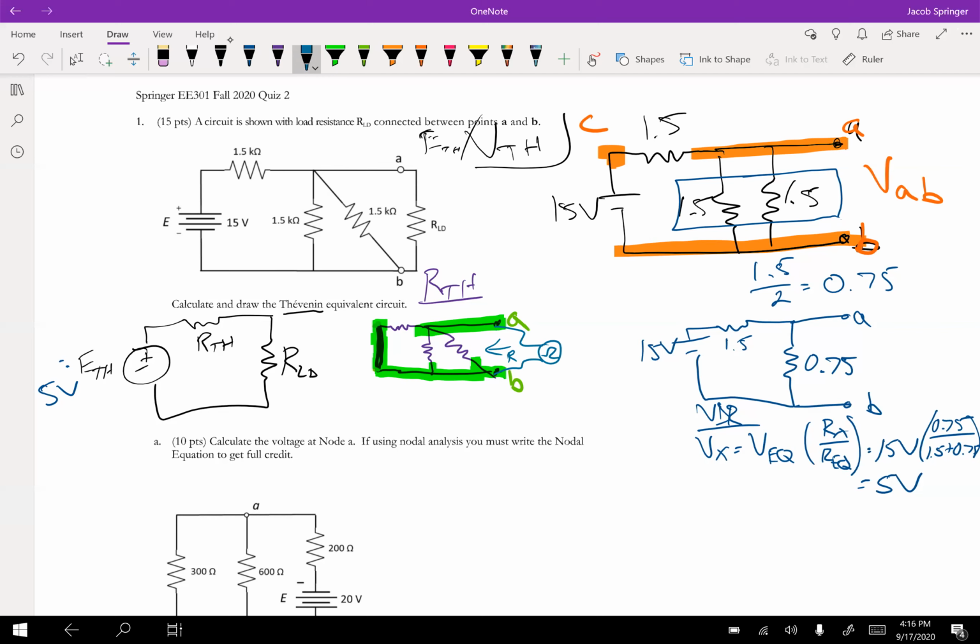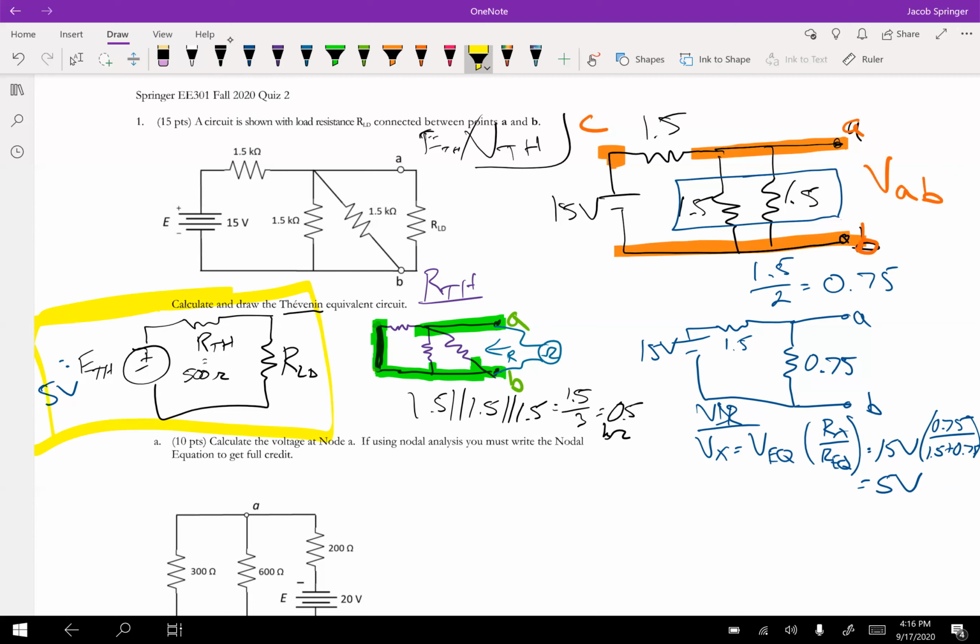Well, they all three share the same two nodes on the outside, so they're in parallel. 1.5 in parallel with 1.5 in parallel with 1.5. Well, they're all equal, and there's 3 of them, so I divide by 3. Comes out to 0.5 kilo ohms. And right here, this R Thevenin is equal to 500 ohms. That was 0.5 kilo ohms is the same as 500 ohms. And there is, I've now calculated and drawn my Thevenin equivalent circuit. So everything inside my yellow box, that is my final answer.